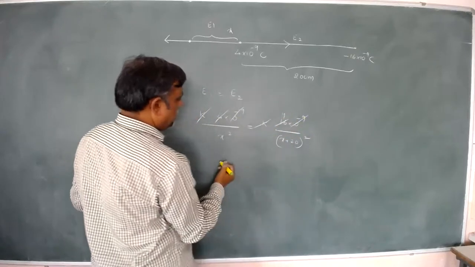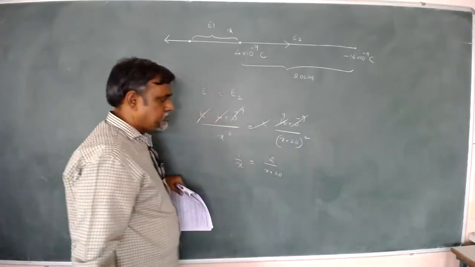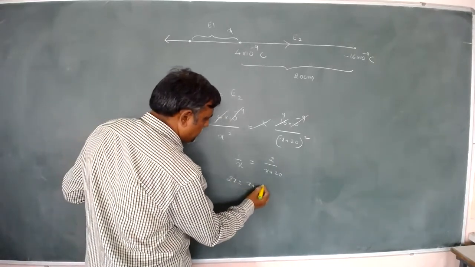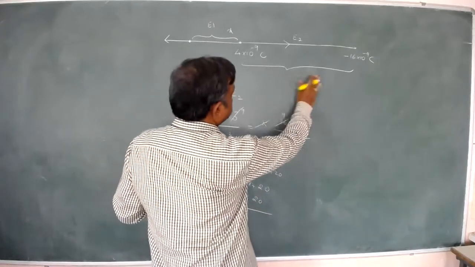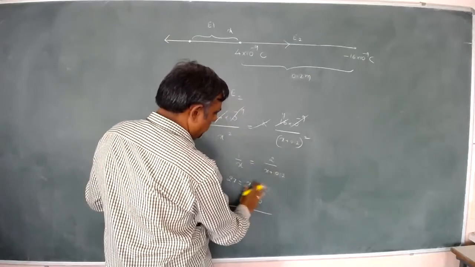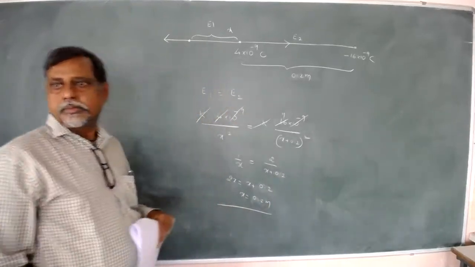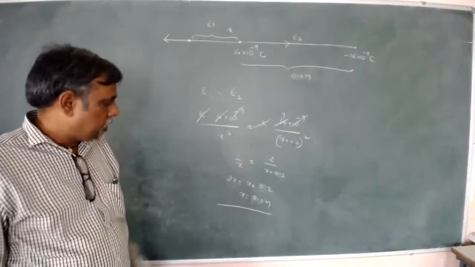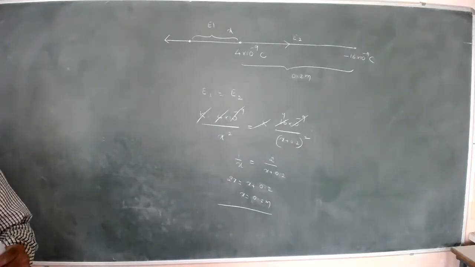Even this 4 also goes here. So when you take the square roots on either side, it becomes 2 by x plus 20. So 2x is equal to x plus 20. X is equal to 20. Oh, sorry, 20 in the sense 0.2 meter. This is 0.2 meter. But the thing is, we have to maintain a systematic approach. Understand? Okay, 0.2 meter means 20 centimeter, but it matters.